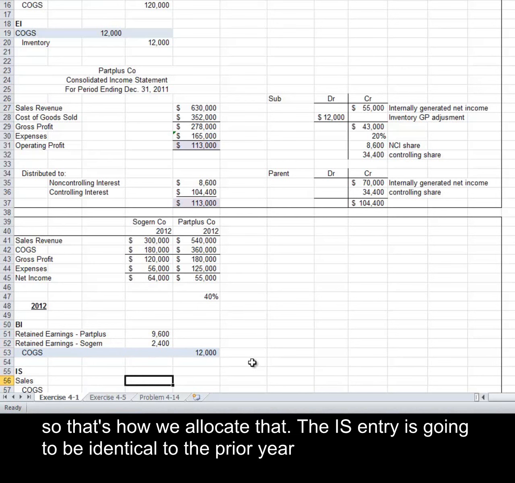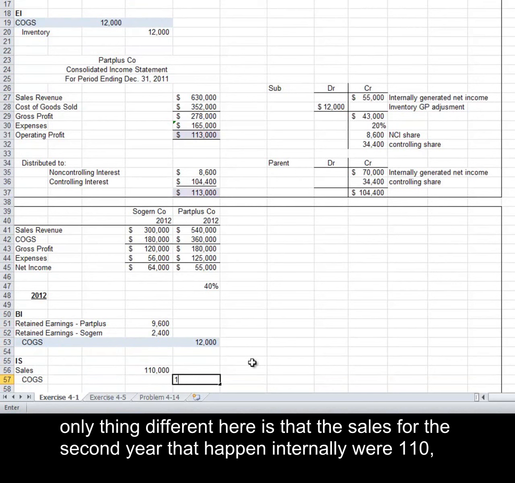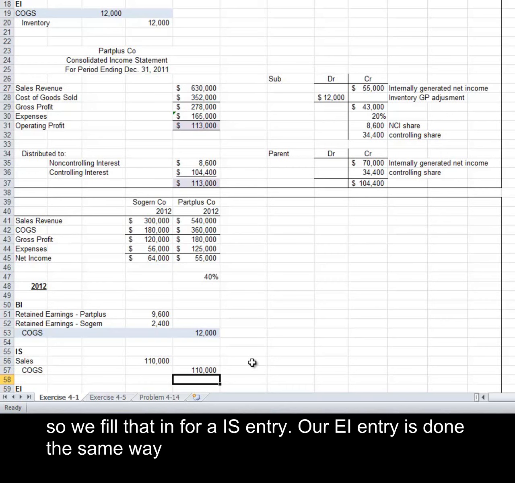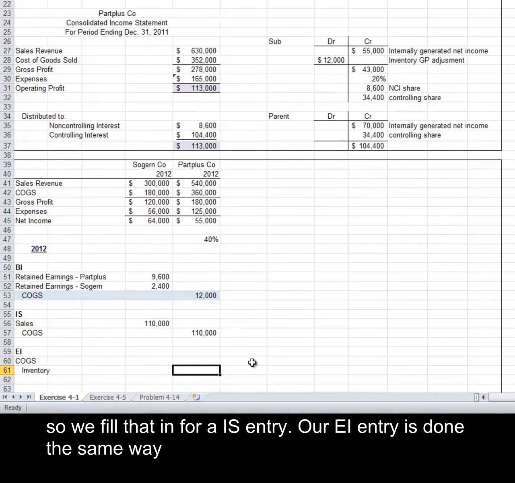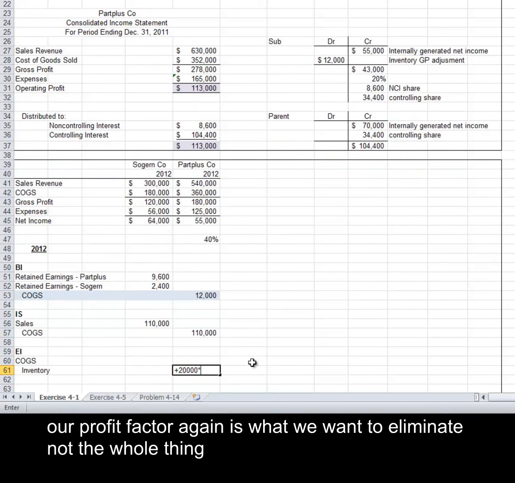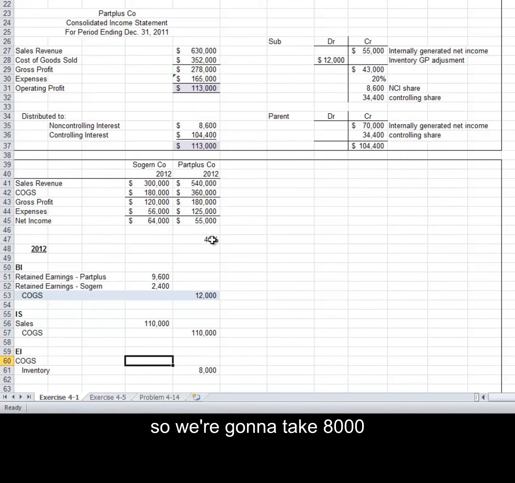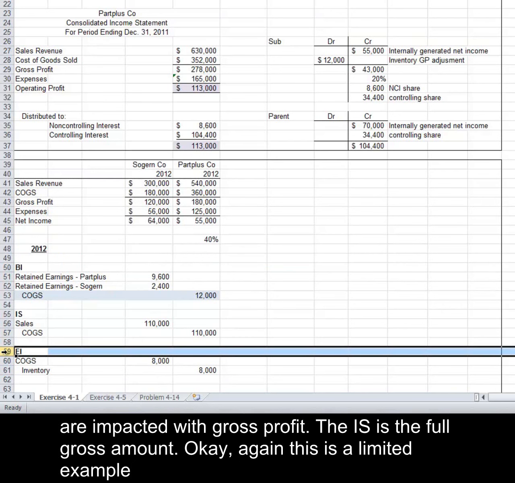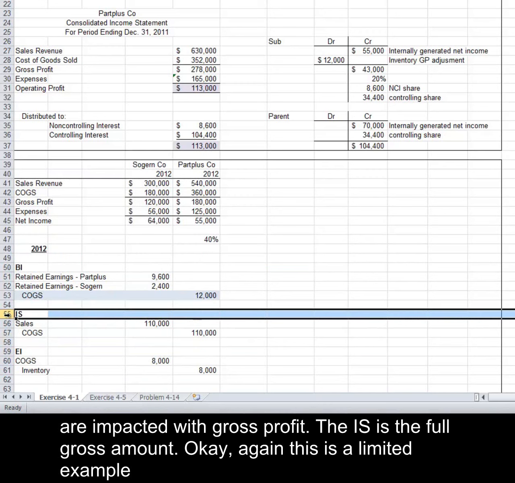The IS entry is going to be identical to the prior year. Only thing different here is that the sales for the second year that happened internally were 110. So we fill that in for our IS entry. Our EI entry is done the same way. We want to know what was in ending inventory, which was 20,000 according to the text, and our profit factor again is what we want to eliminate, not the whole thing. So we're going to take 8,000 out of ending inventory. So the BI and the EI entries are impacted with gross profit. The IS is the full gross amount.